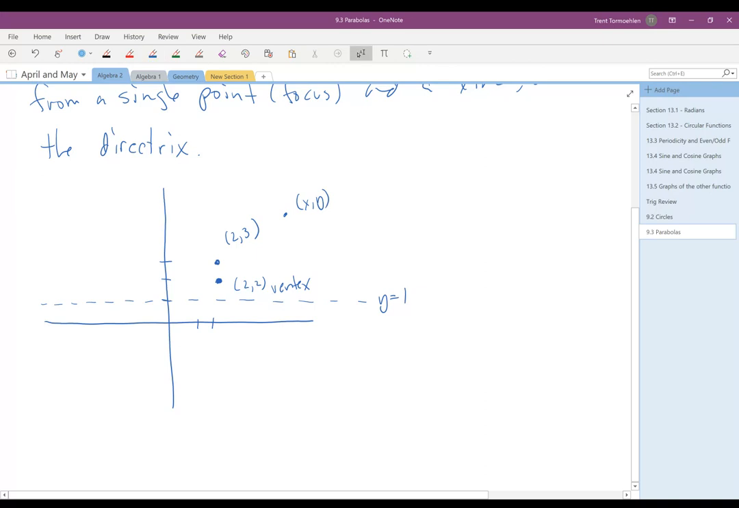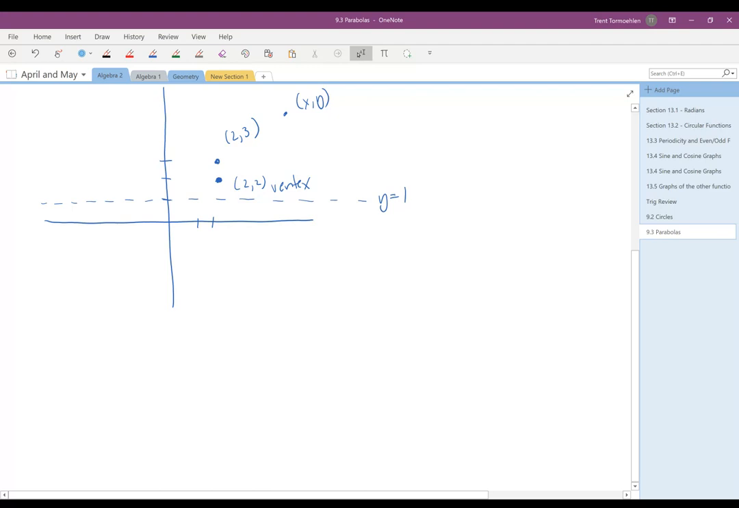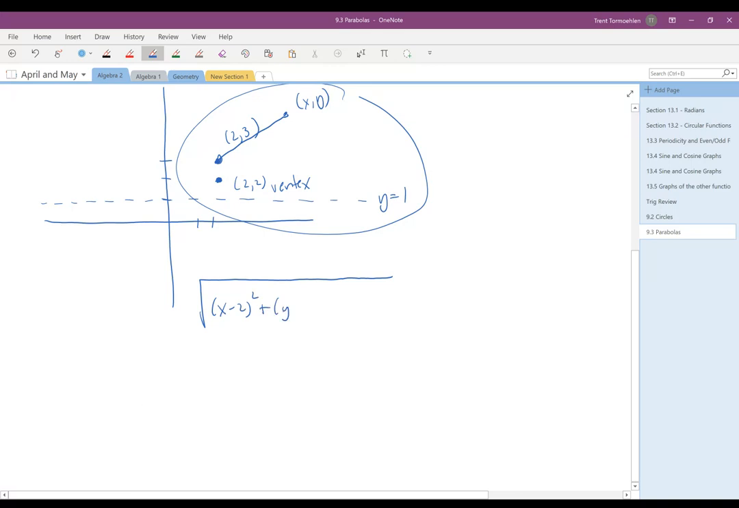So to find the equation here, looking at this information, we're going to use the distance formula. We're going to say that the distance from the focus, 2, 3, to x, y can be calculated this way: the square root of (x minus 2) squared plus (y minus 3) squared. And then that's going to be equal to the distance from this coordinate down to this horizontal line, y equals 1. Well, that distance just turns out to be y minus 1.